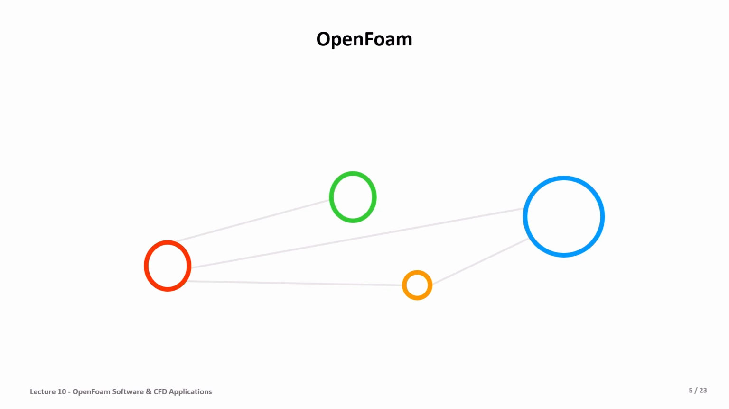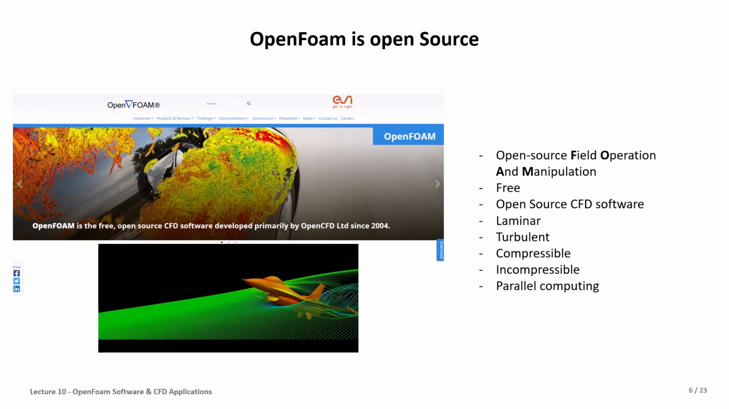Then, OpenFOAM is open source code, and you can see the presentation of the official web page of this software. You can find good information about this software, and it works in fluid dynamics. As we said, we have different types of flow regime, laminar and turbulent, and it works for both of them. Also, we can use it for compressible and incompressible flow.